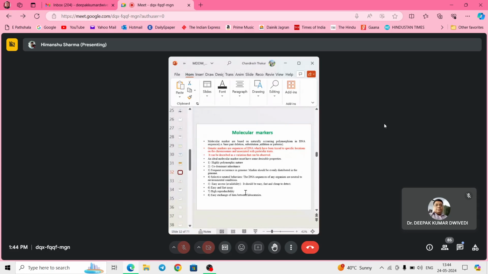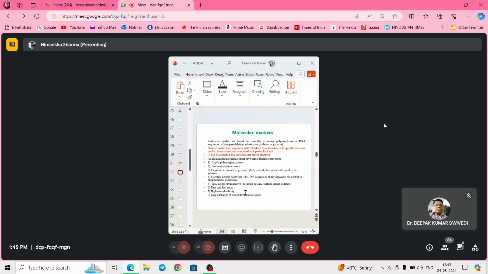A marker is present on your DNA, and it has a unique sequence which we use to characterize the species, populations, or any type of material you have. A marker should have certain properties: it should be highly polymorphic, meaning it should reveal polymorphism. Codominant inheritance means it will reveal your heterozygosity, and it should be frequently present in the genome.